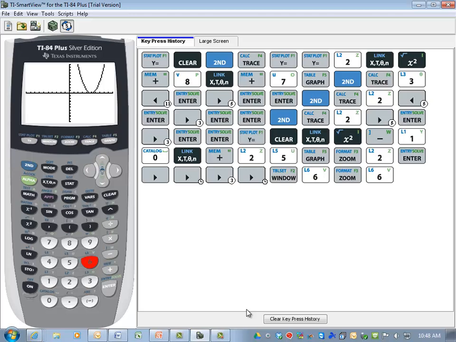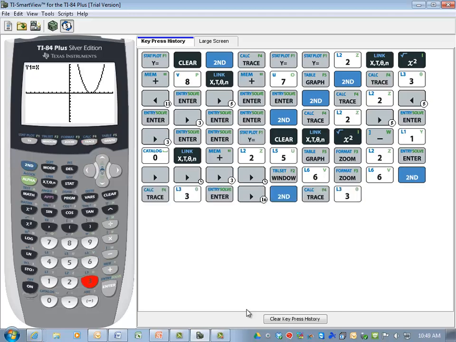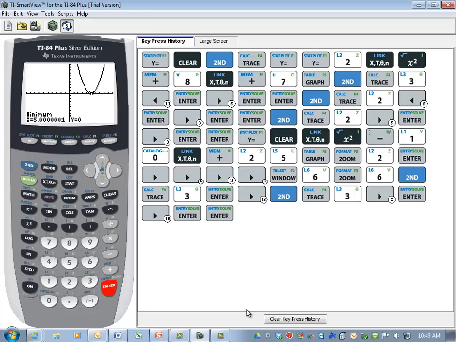Looks like it's only touching that x-axis in one place, which is interesting. So it's a minimum because it opens up. So I'm going to do second and trace. Find the minimum. So left bound. I'm just going to go just to the left of it, just to the right of it. I hit enter. One more time. And you can see there that my minimum is 5, 0. That is my vertex.